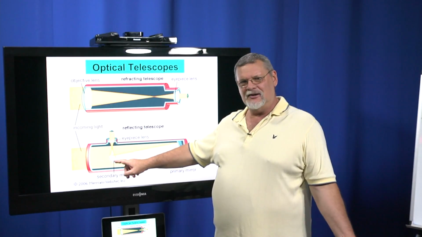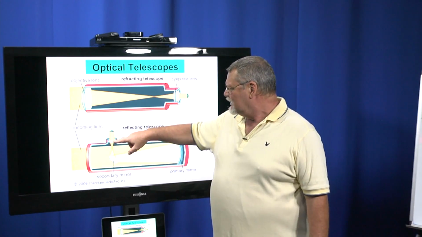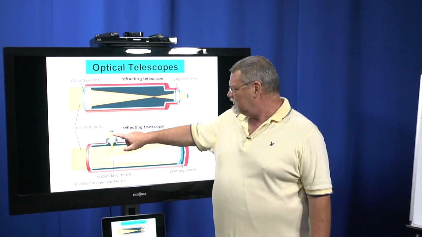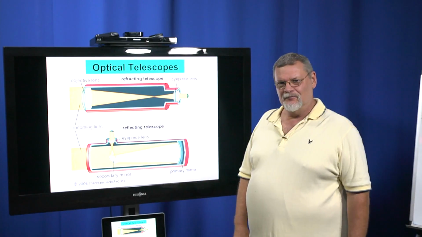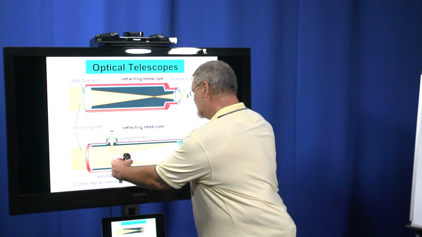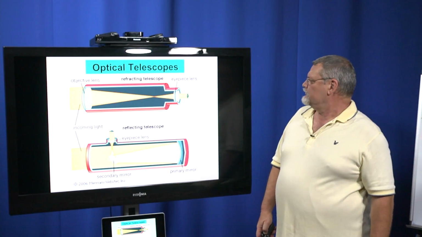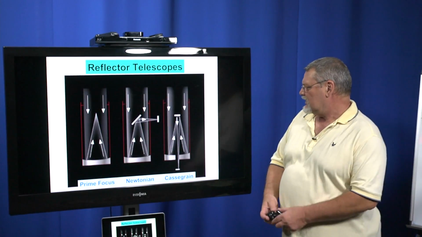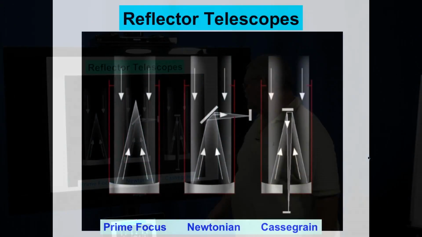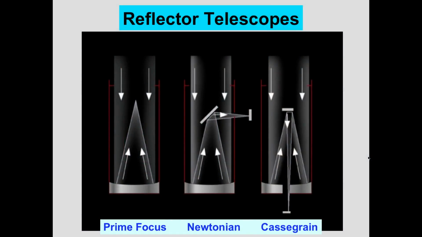All this mirror here does is bend it up that way, and then we can look at what's in the mirror with an eyepiece there. And the magnification comes from this length here. And then the Cassegrain type is one where the light comes in.